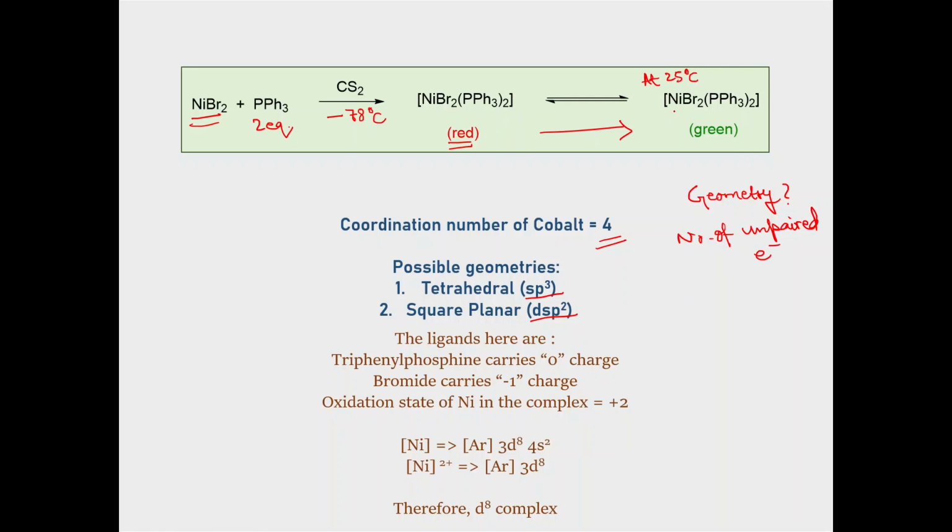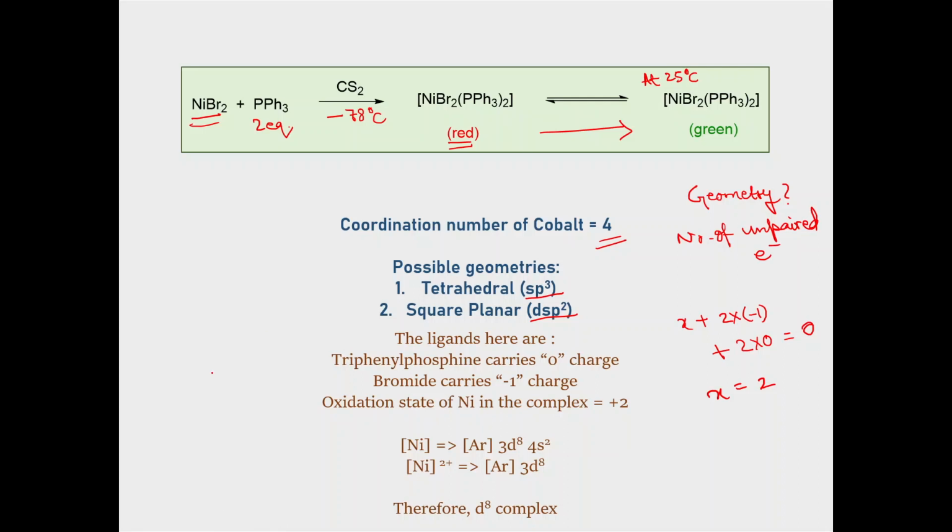Okay. So in this case, what is the oxidation state of nickel? Plus 2. Yeah. So how is plus 2 coming? If we consider the oxidation state of nickel as X, bromine carries a charge of -1 and there are two bromines. So 2 into -1 plus PPh3 is a neutral ligand, so 2 into 0. This is a neutral complex, right? So this is equal to 0. So that's why X is equal to 2, and nickel is having an oxidation state of +2.